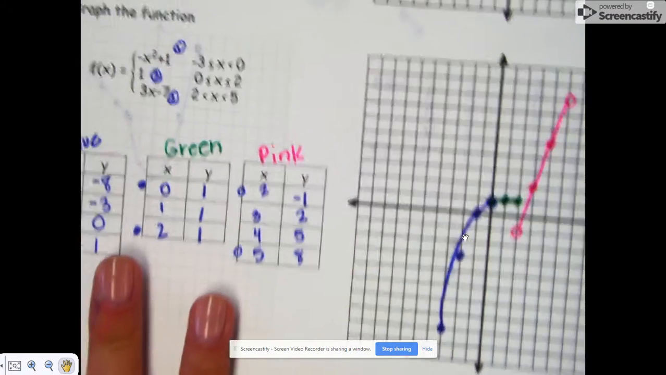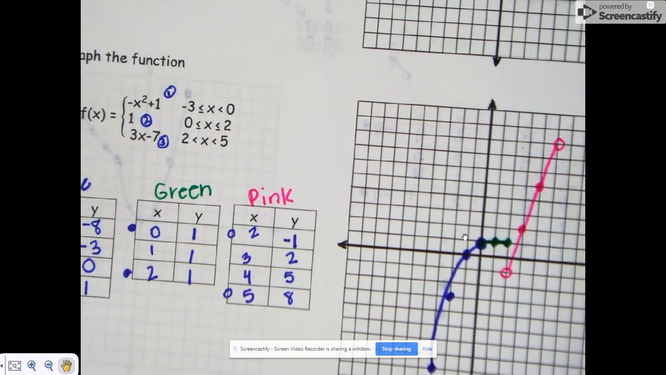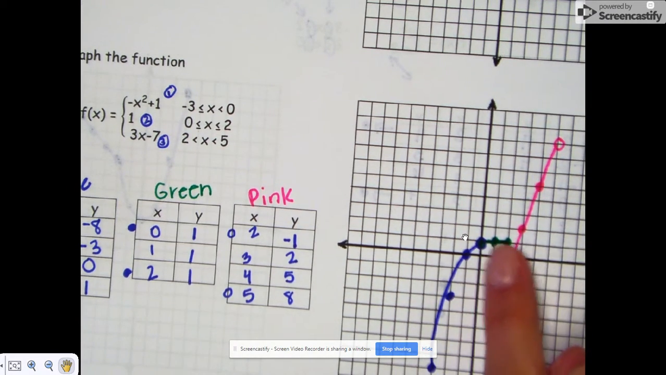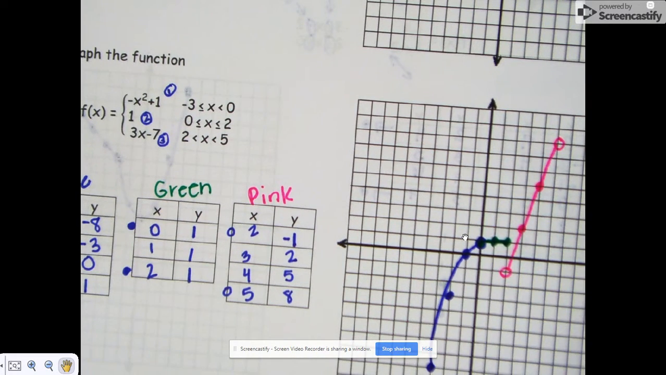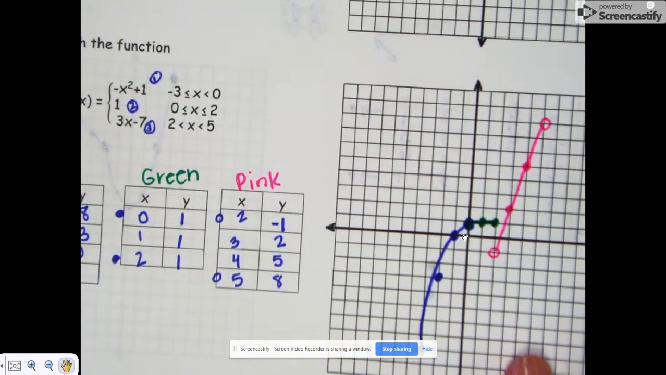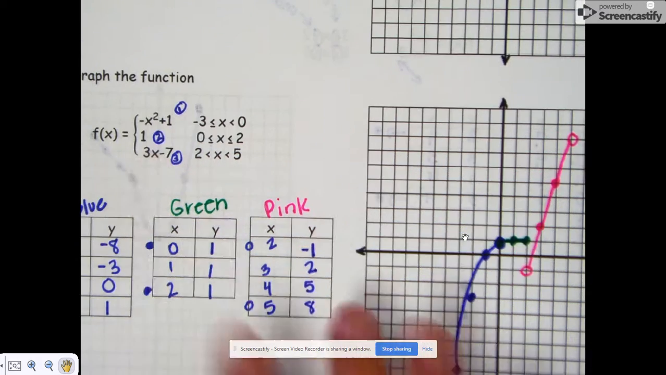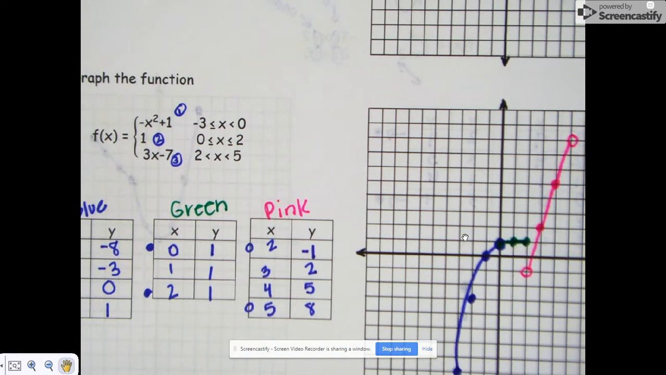Okay, so again, this is the piecewise function. This part was a parabola, that part was a horizontal line, and this one was an increasing line there. If you notice, it doesn't go to infinity, so there should be no arrows on any of this, but there should be 3 different parts since there were 3 different functions given to you.